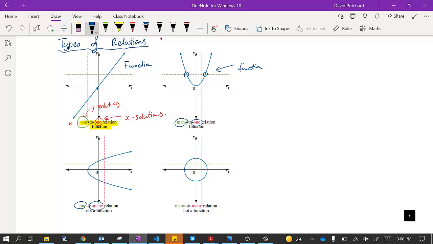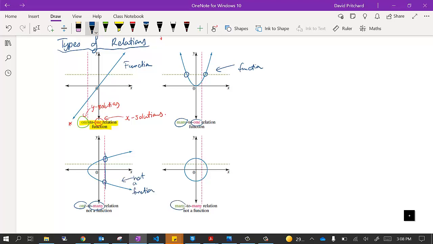So that means that there's only going to be one x value for each y value, but for each x value, there can be more than one y value. So that's a one to many. And in this case, it's going to fail that vertical line test. We've got two intercepts on that one vertical line, so this is not a function.